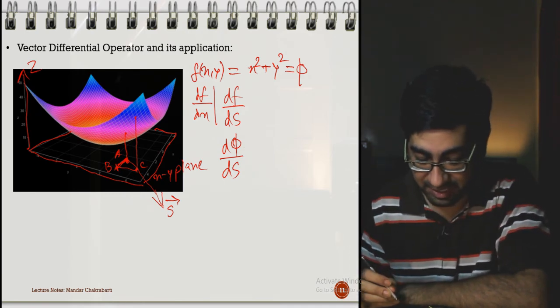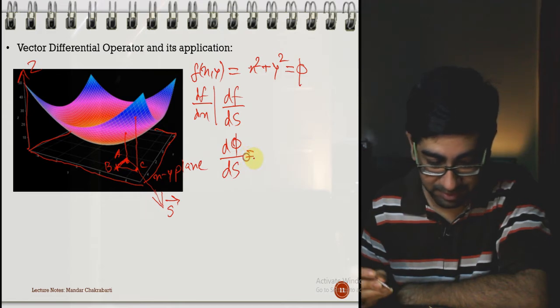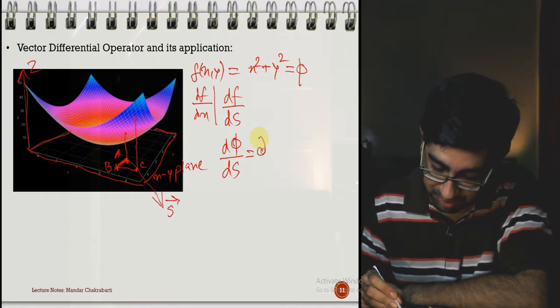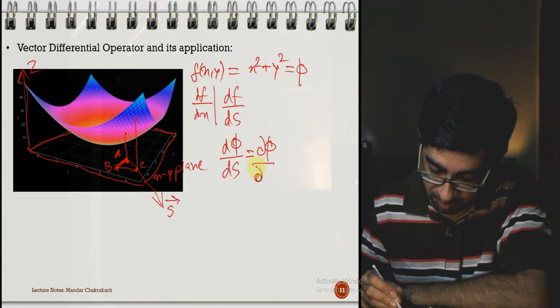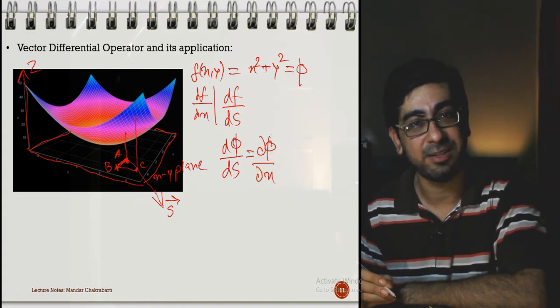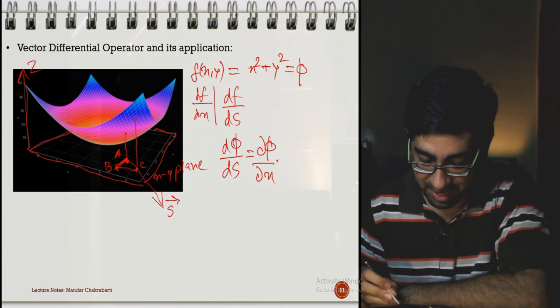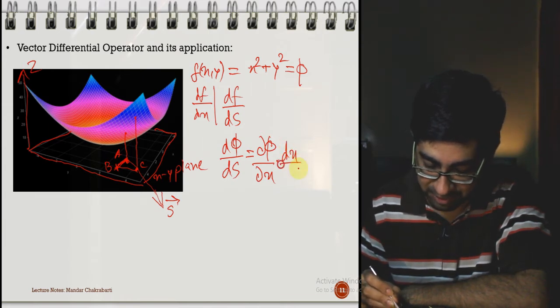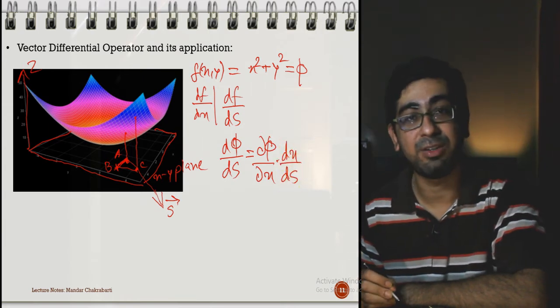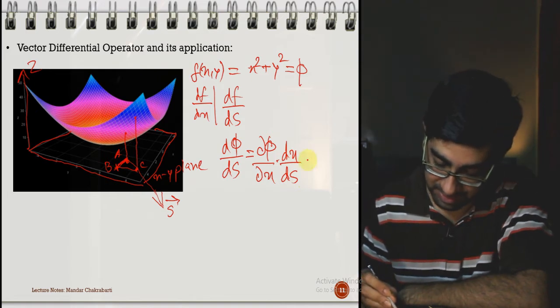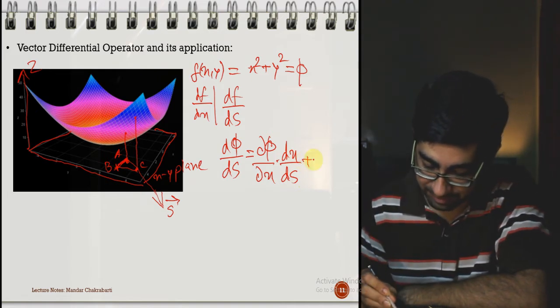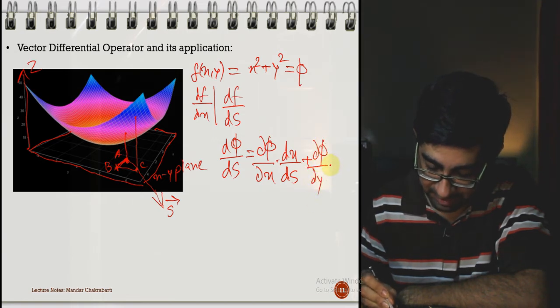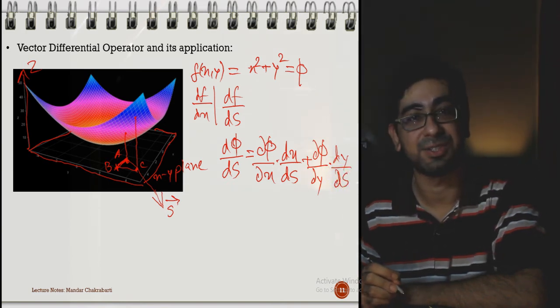So d phi ds can actually be written as the partial derivative of phi with respect to x, right? And then I want to find out how much x is changing with respect to s, and add to that the partial derivative of phi with respect to y and how much y is changing with respect to s.